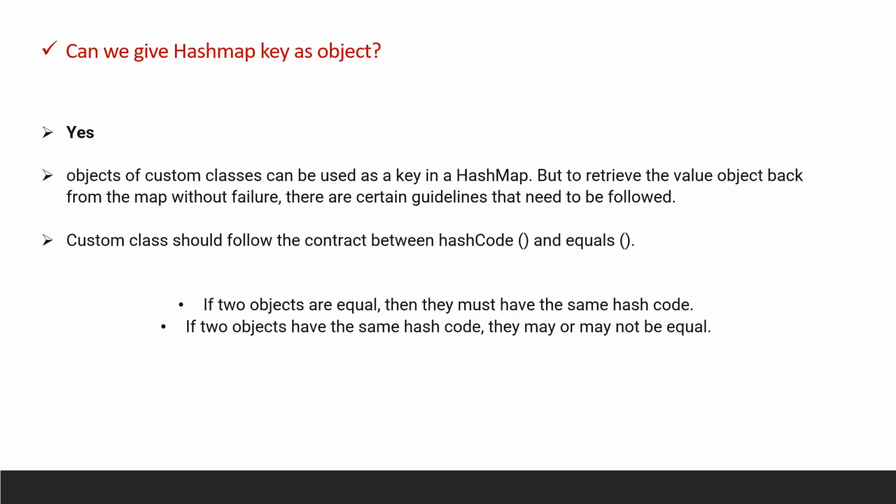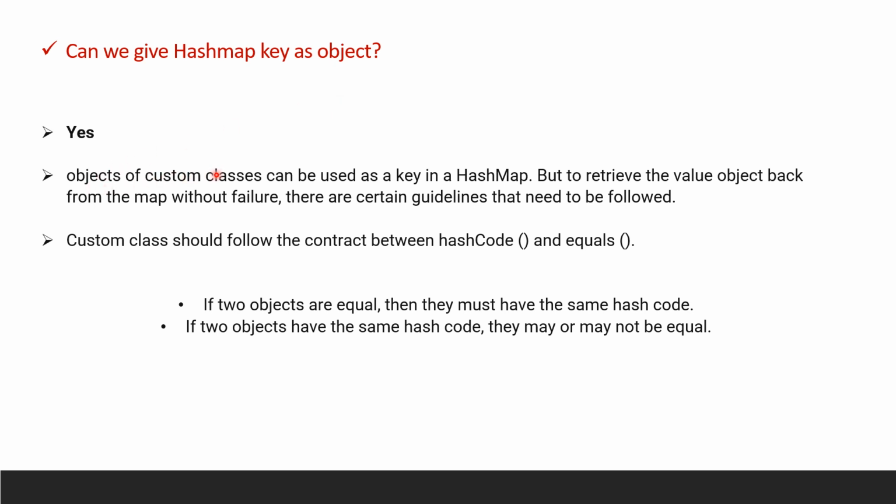This question is again related to Java. Can we give a HashMap key as an object? We know that HashMap is a key value pair, right? So the interviewer is asking, can we give the key as an object? In that key, whether we can give a custom object which we are declaring. So the answer is yes. We can have the HashMap key as an object. But we need to follow some rules for that.